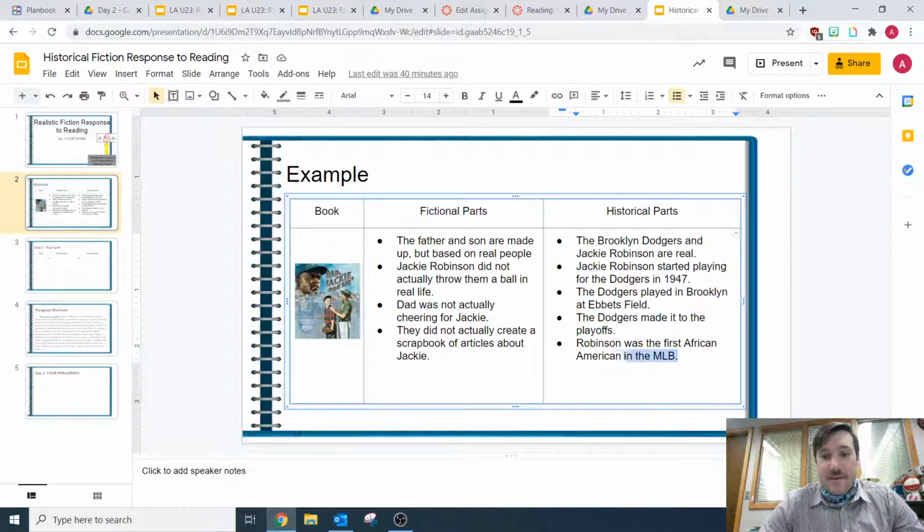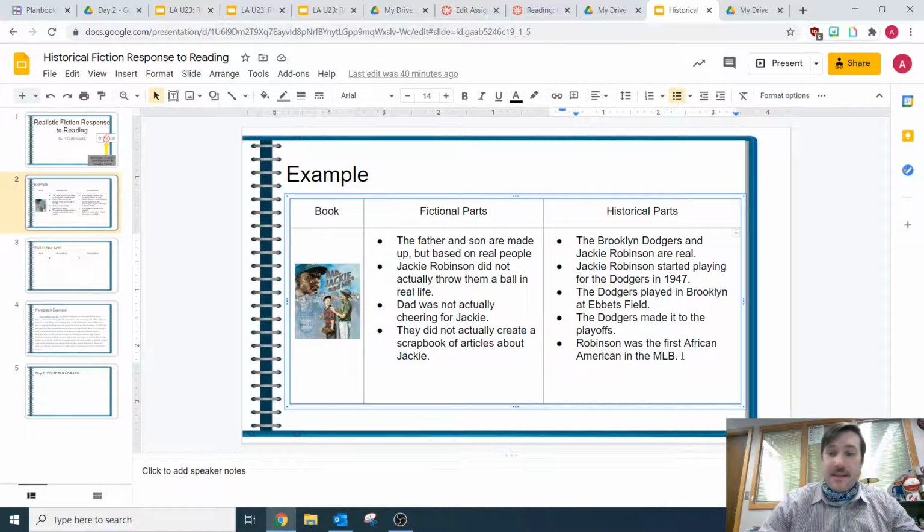So all of those things so far are real. And then Jackie Robinson, this is what he's famous for: the first African American in the MLB. That's a true thing. So you're going to be thinking, in my book, which parts are real? Is this character real? People like Abraham Lincoln, Thomas Jefferson, people like Martin Luther King Jr., those are real people. Real events: segregation, World War I, World War II, things like that.